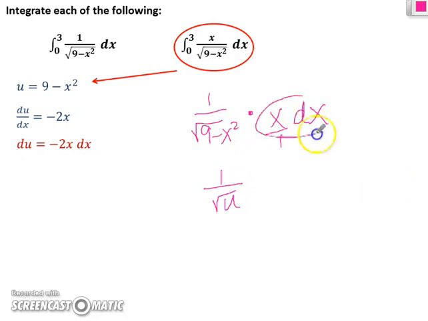So we have to work on this piece and get rid of that, replace it with something else, and we have that right here. We just need to get rid of that negative 2, and because it's a constant, you're allowed to move it over to the other side and make it look like negative 1/2 du, or du over negative 2, however you want to write it.